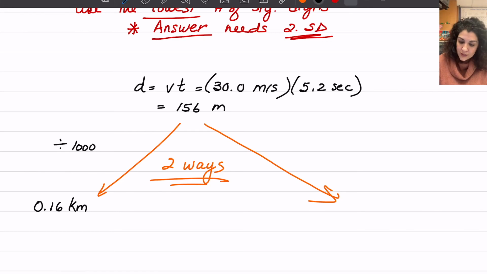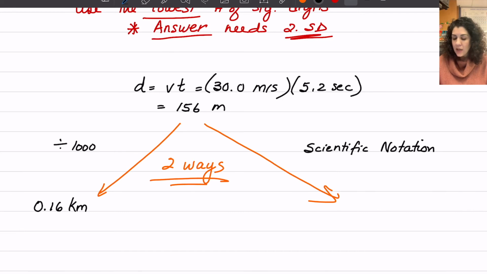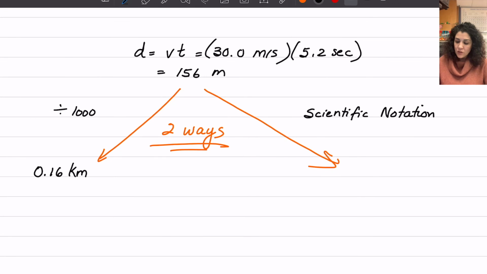Or here, for my second option, I could give my answer in scientific notation. Scientific notation gives the answer as a power of 10, a number that is being multiplied by 10 so many times in order for you to get the actual number. So in scientific notation here, I have 156, that's the number I'm dealing with right now. And this is where my decimal is right now. It has infinite zeros afterwards, and therefore I don't have to write those down, but that's where my decimal is.